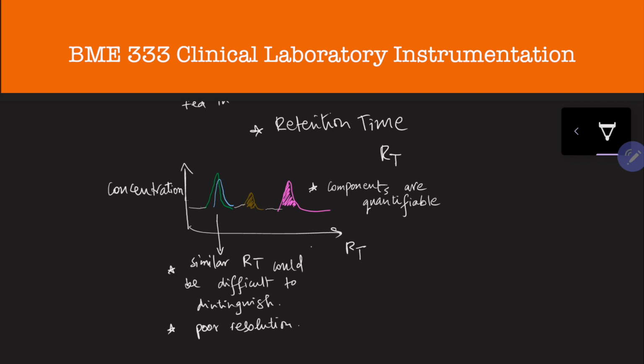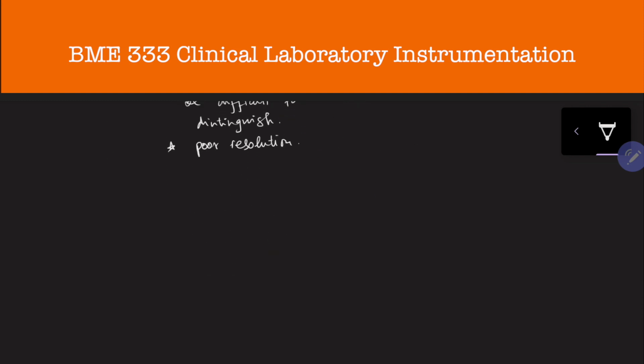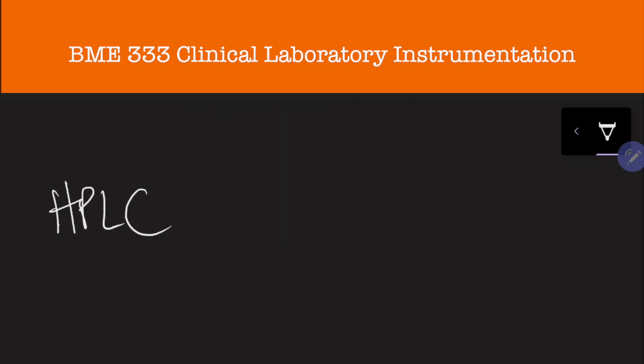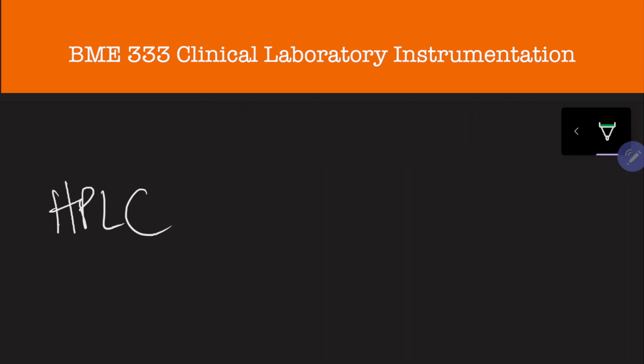So that being said, let's move on to HPLC. Now, high performance liquid chromatography is very much similar to gas chromatography, but you'd have guessed it by now, the mobile phase is a liquid and it's not a gas. So that's a very fundamental difference between the two.